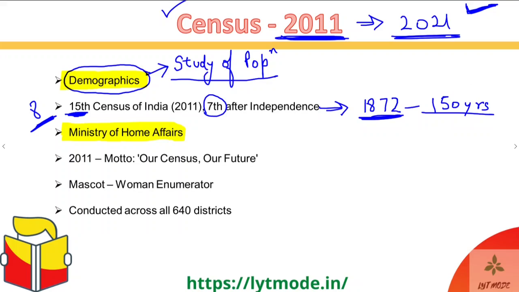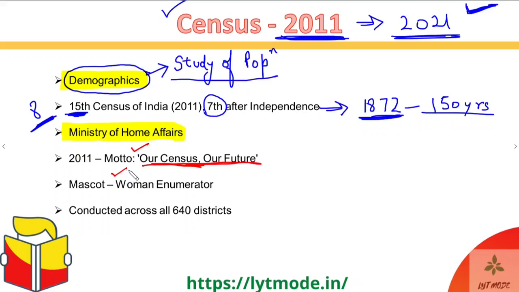Next, what is the motto? So for 2011, the motto for census was "Our census, our future." All right. Till the time the new census is released, you need to remember this data. So the motto for this was "Our census, our future." And the mascot for this census was a woman enumerator.